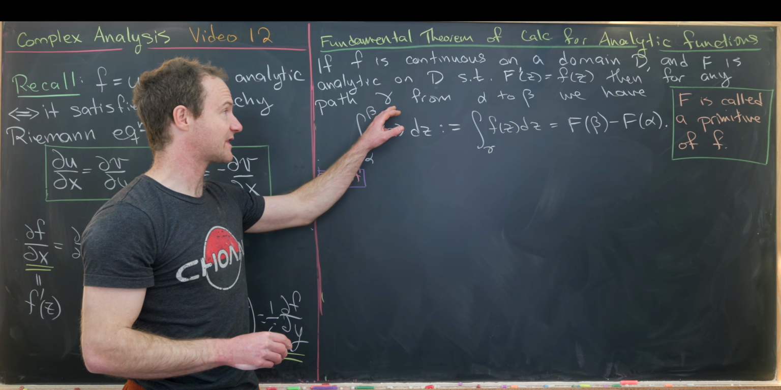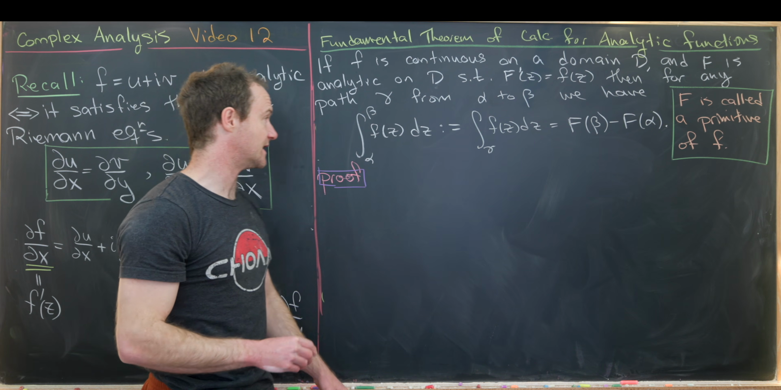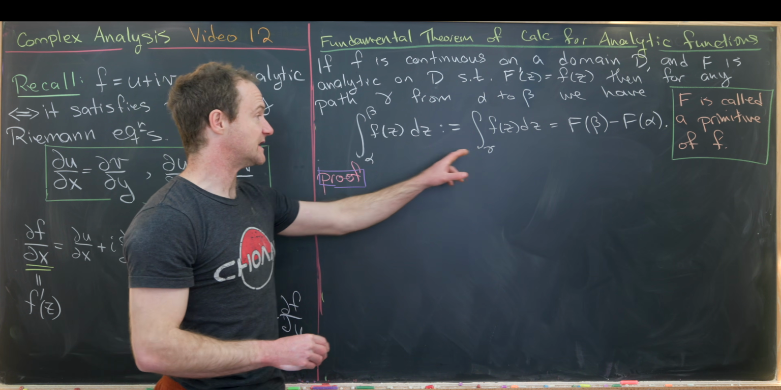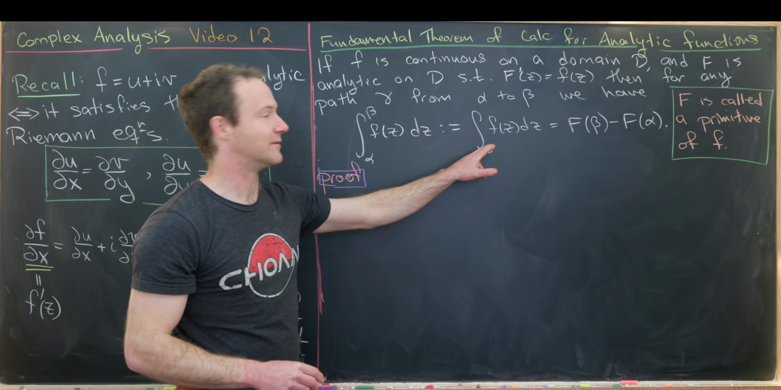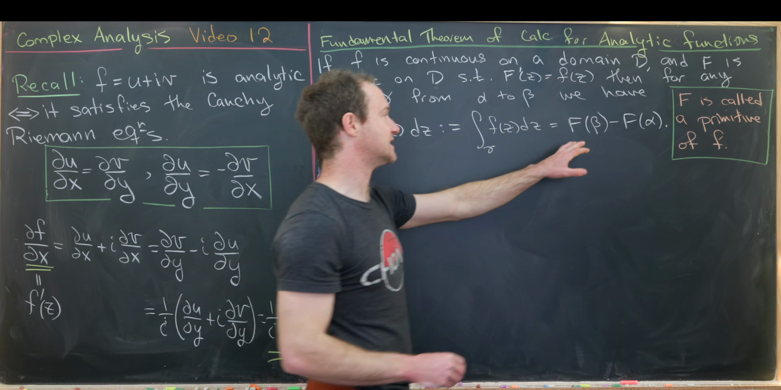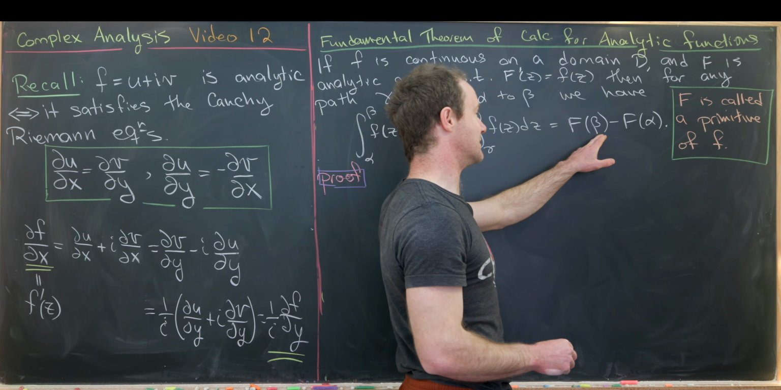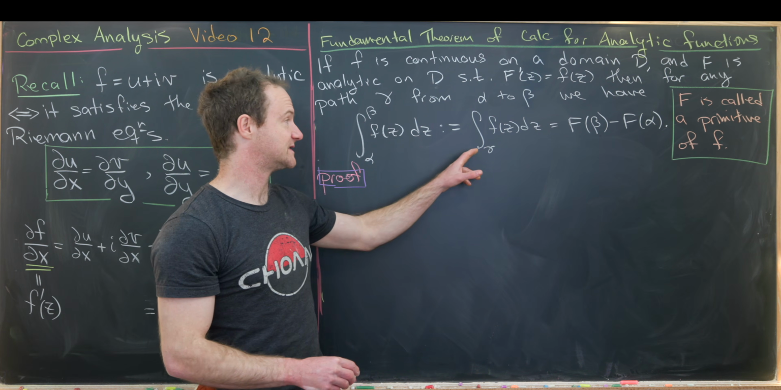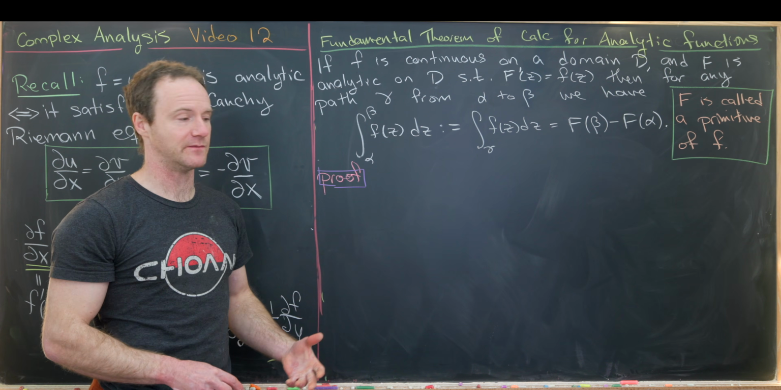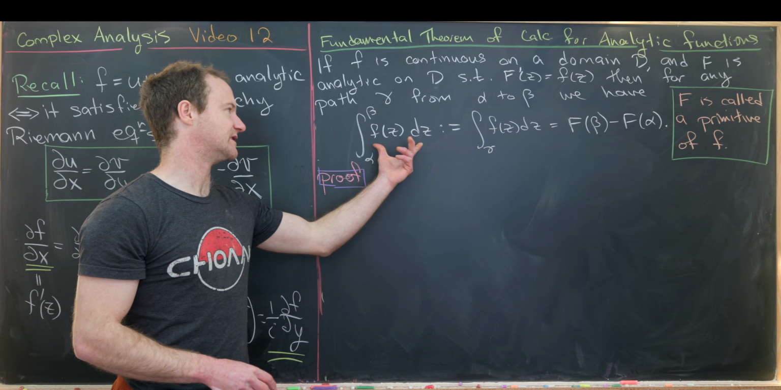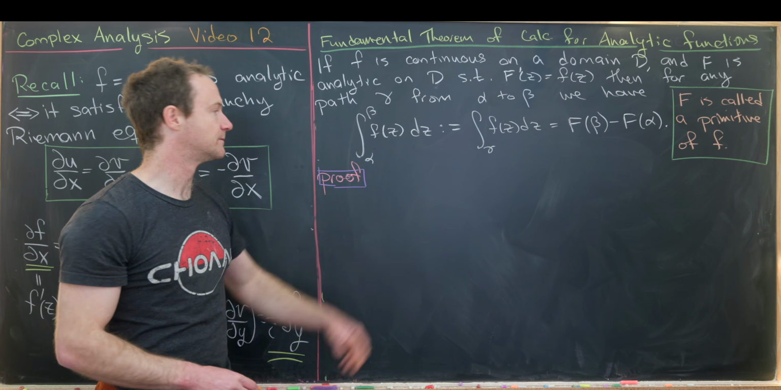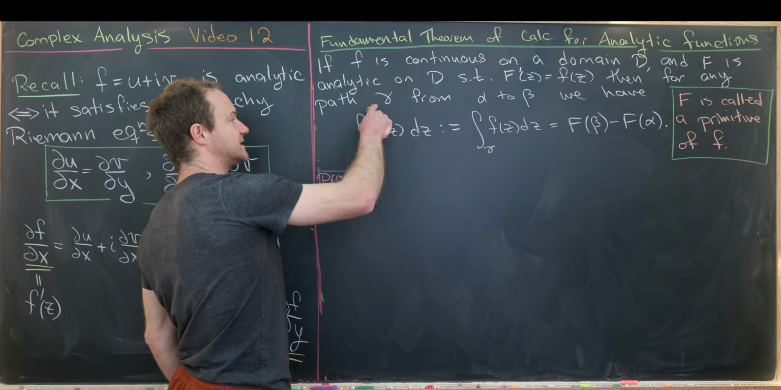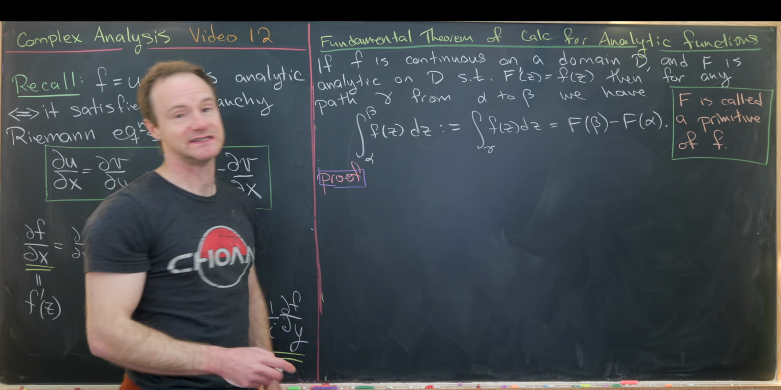Then for any path gamma from alpha to beta, we have the integral along that path gamma of little f of z dz is equal to capital F evaluated at beta minus capital F evaluated at alpha. But since this is true for any path from alpha to beta, that motivates us to define the following integral, which is the integral from alpha to beta of f of z dz.